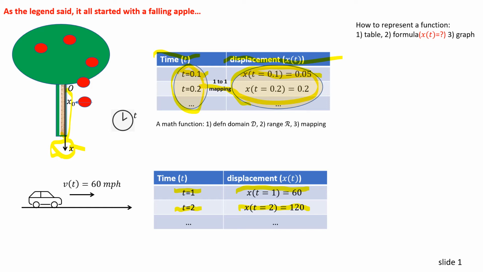A function can be represented in three different ways. The first way to represent a function is via a table, which is what we just did. There's the input and then output, and then the relationship, the mapping, etc. The second way to represent a function is via an equation. Well, if we're lucky enough though. For our falling apple example, we're lucky enough to have a so-called analytical function.